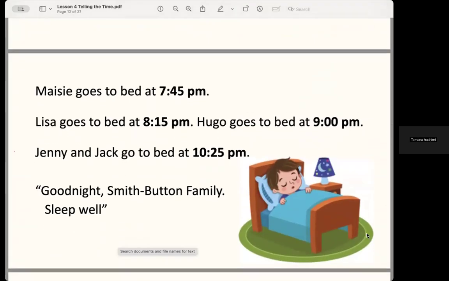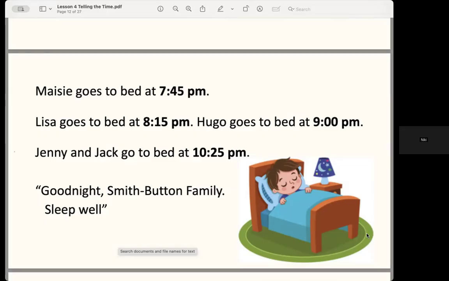No, the next one is Zakia. Zakia, you here? Yes, ma'am. Okay, can I get you to read this one? Maisie goes to bed at 7:45 p.m. Lisa goes to bed at 8:15 p.m. Nice. Goes to bed at 9 p.m. Jenny and Jack go to bed at 10:25 p.m. Good night, Smith Button family. Sleep well.